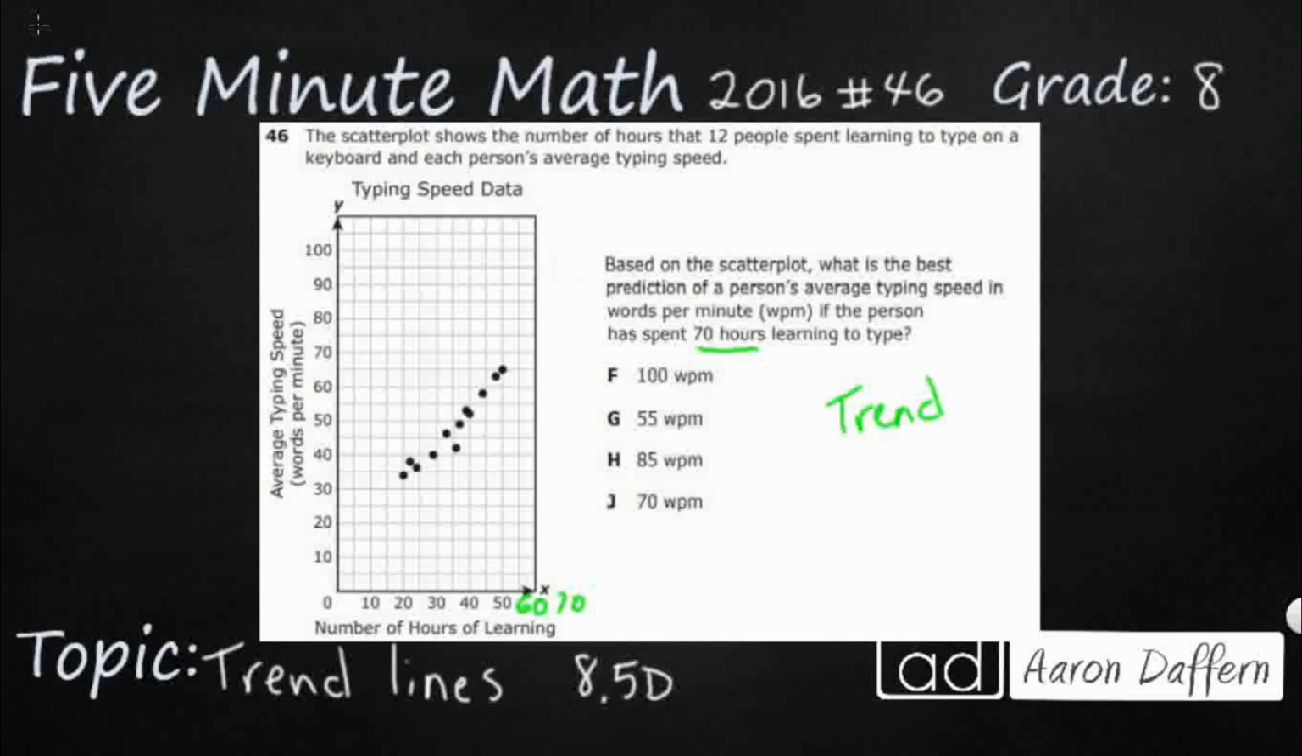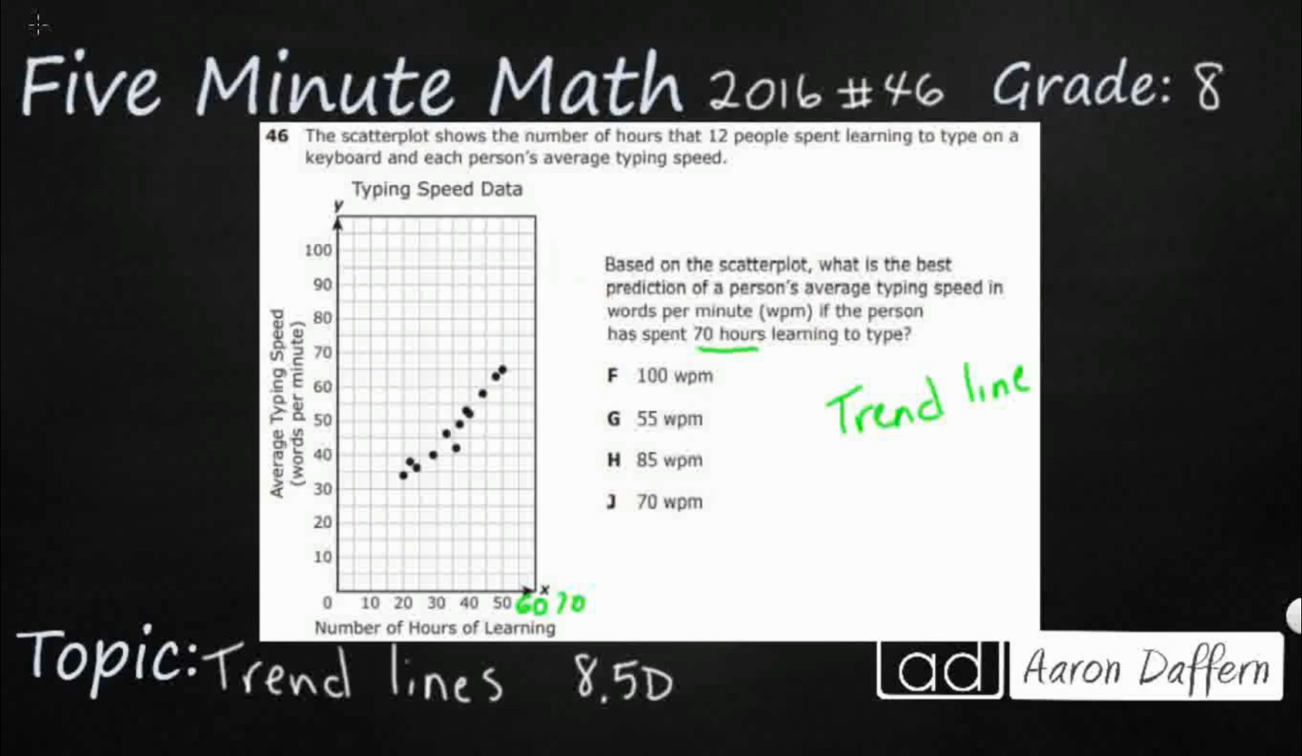So we're going to take a look at our data. We're going to see if there's a pattern. Yes, there is a pattern. They're kind of bunched together, but you see it's got a definite rising slope, which makes sense. The more hours you spend learning something, the faster you're going to type. I do see that relationship there, and it does make sense.